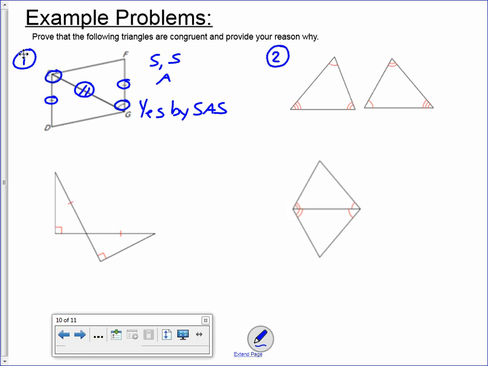In the second example here, I don't see any reflexive sides. I don't see any vertical angles. So I just look at the evidence given to me. These markings tell me that the angles are congruent. I have 3 sets of congruent angles. Now I remember from my list, that's a reason that tells me that 2 triangles are not congruent. Triple A does not work. So I would say no, these are not congruent.